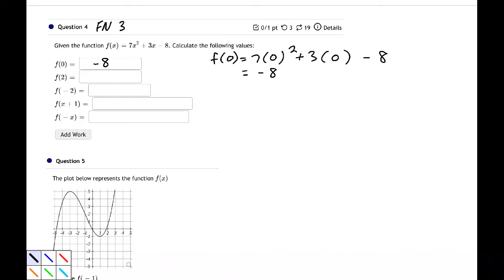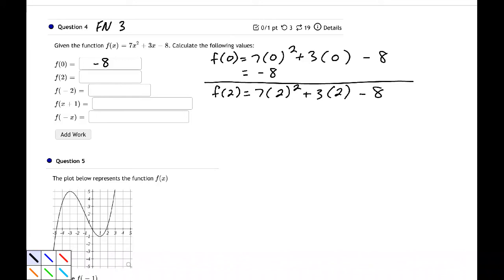Now next we want to find f of 2. So f of 2, following the same procedure, will be 7 parentheses 2 close parentheses squared plus 3 open parentheses 2 close parentheses minus 8. Now we want to evaluate that. So 2 squared is 4 times 7, that's 28. 28 plus 6 is 34 minus 8. I'm just going to go ahead and do this in a calculator anyways, just to make sure I don't make a mistake.